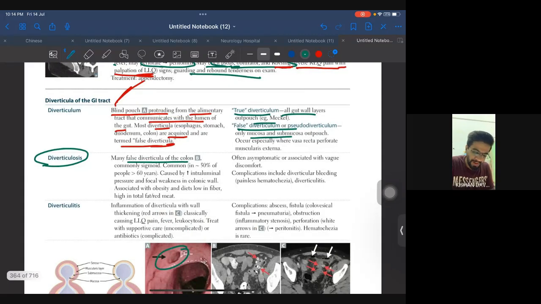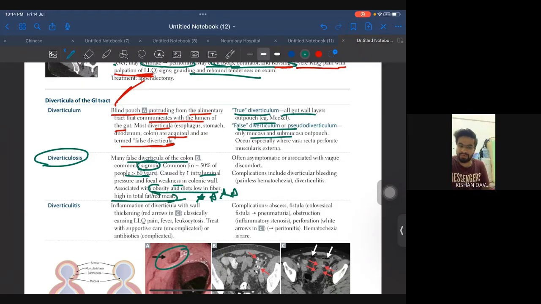Moving to diverticulosis, it commonly occurs in the sigmoid colon, in people greater than 60 years of age, due to intraluminal pressure, focal weakness, all this stuff. It is associated with obesity and a diet low in fiber, high in total fat and red meat. This is where you will make your diagnosis. They will give you this line: asymptomatic or associated with vague discomfort. Complications include diverticular bleeding, hematochezia, and diverticulitis. So there will be perforation.